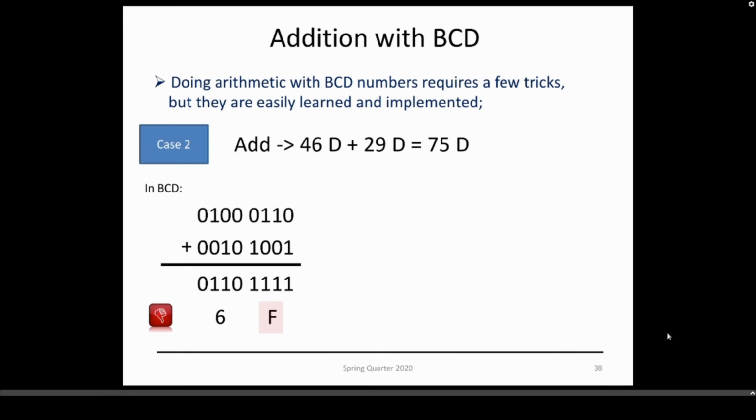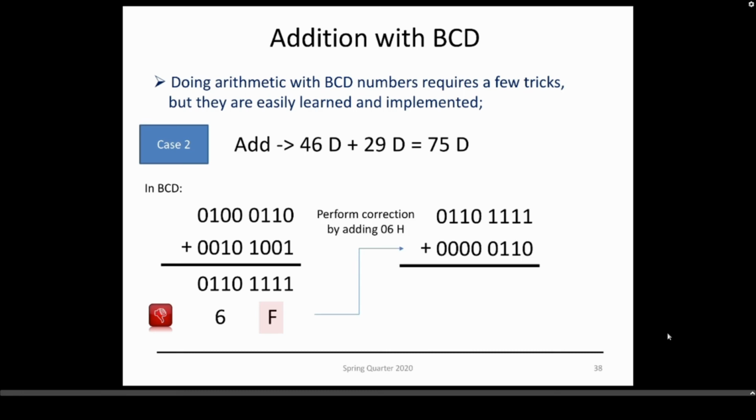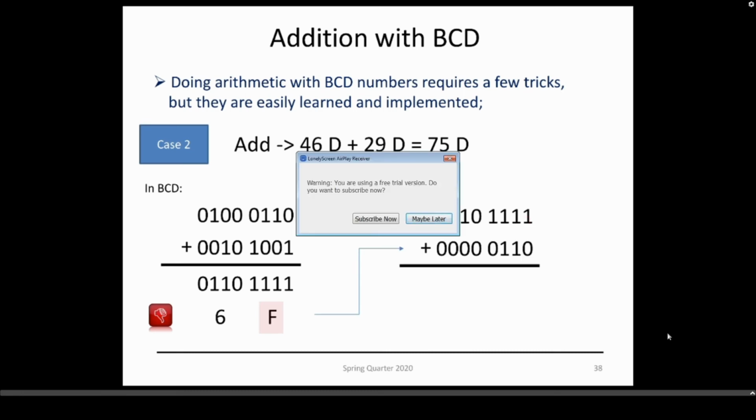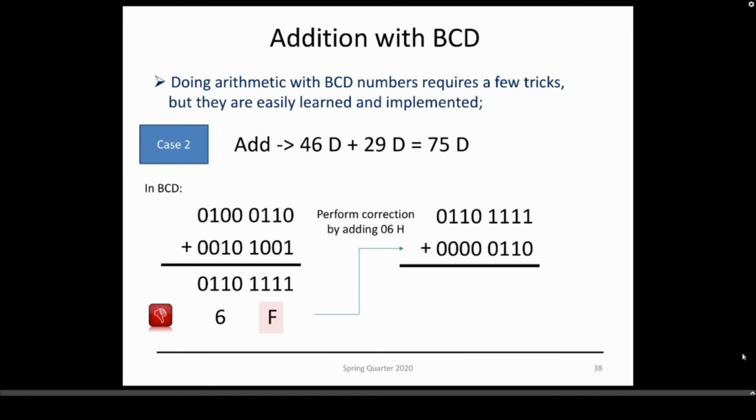So I pick up my result, which is this one, I put it over there. My 6 is fine, so I don't need to do anything to that. I put a 0, and the place where I have my problem, which is this place over here, I'm placing 6. And now I apply a normal addition. And when I do that, now my answer is 75. And you got your right answer.